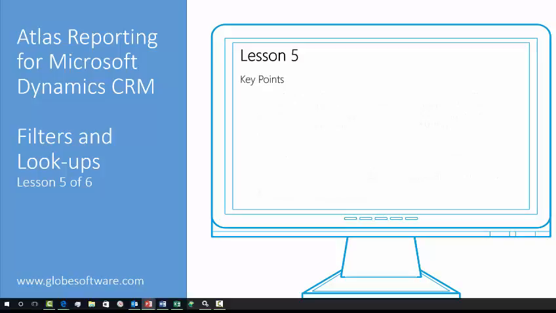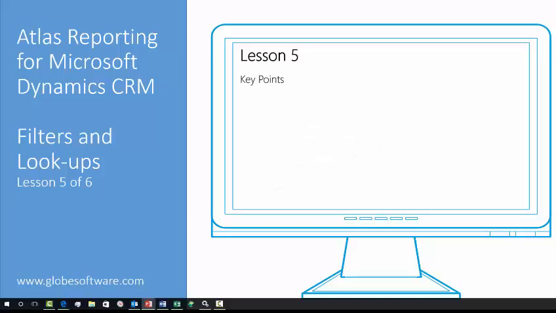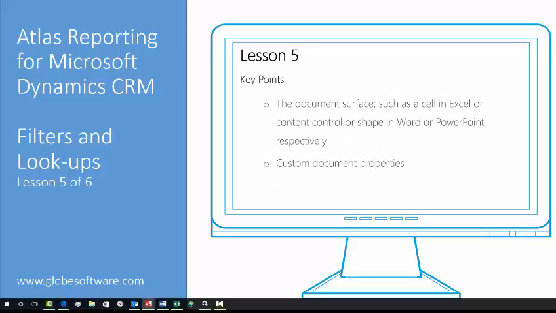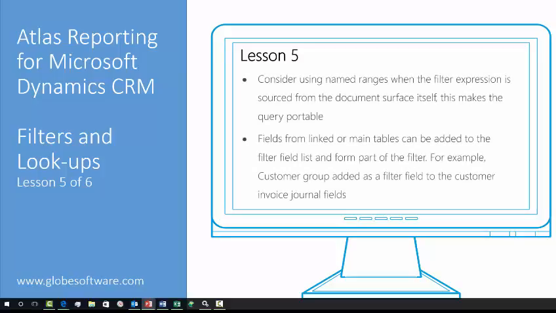You can source filter expressions from within the task pane as a literal value, or a lookup function for a selected field. This will allow you to include ranges from your business systems into your filter. Or from the document surface, such as a cell in Excel or a content control shape in a Word or PowerPoint document respectively. Or the custom document properties. Consider using name ranges when the filter expression is sourced from the document surface itself. This makes the query portable.